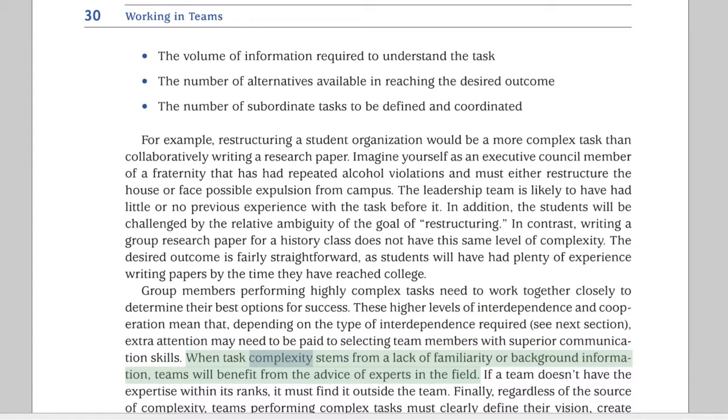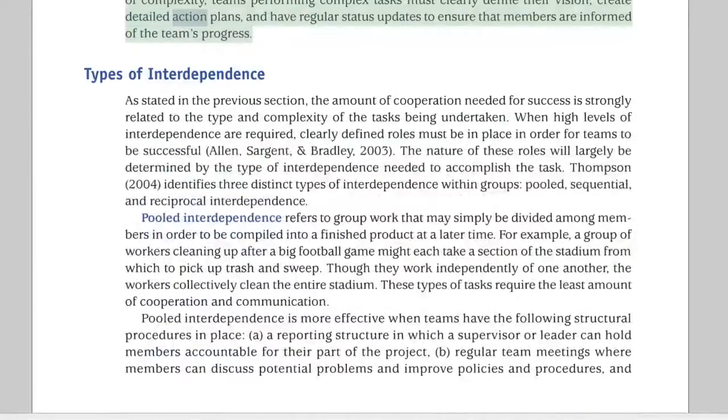When task complexity stems from a lack of familiarity or background in information, teams will benefit from the advice of experts in the field. If a team doesn't have the expertise within its ranks, it must find it outside the team. Finally, regardless of the source of complexity, teams performing complex tasks must clearly define their vision, create detailed action plans, and have regular status updates to ensure that members are informed of the team's progress.